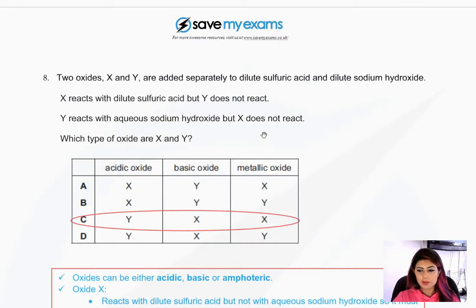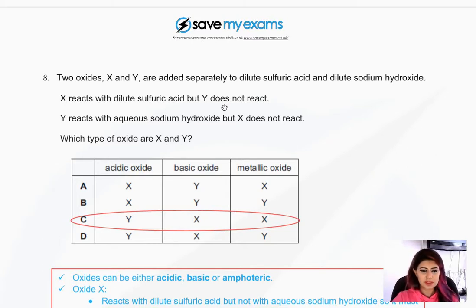Two oxides, X and Y, are added separately to dilute sulfuric acid and dilute sodium hydroxide. X reacts with dilute sulfuric acid. So if X reacts with sulfuric acid, X has to be a basic oxide. It can't be acidic because acid does not react with acid. So X should be basic, so between C and D. But Y does not, so Y can't be basic. Y has to be acidic.